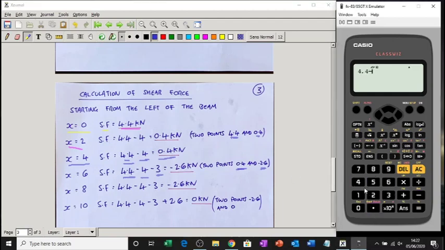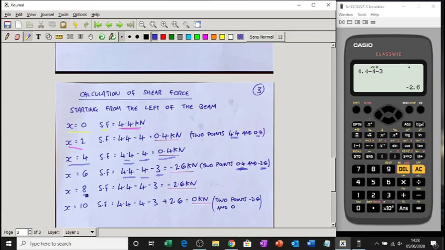Always check things as you're going along. Now, we're doing minus 3, 2.6. So I'm going to get 2 points. Whenever you've got a point load, there are going to be 2 points, which you'll see on the graph in a bit.